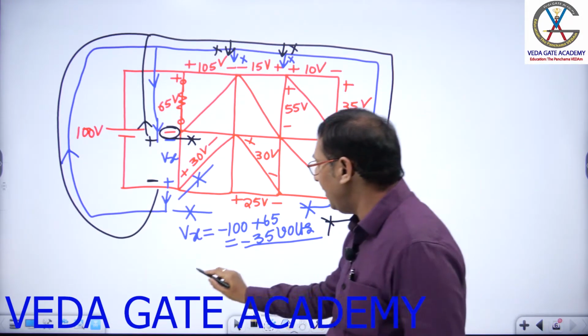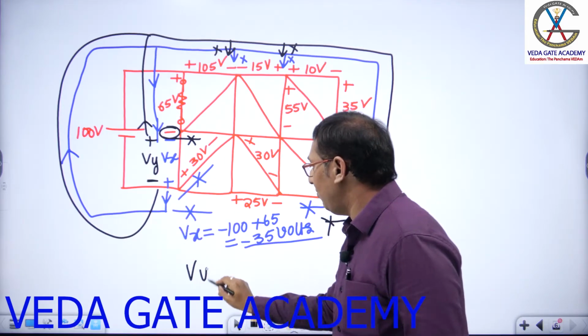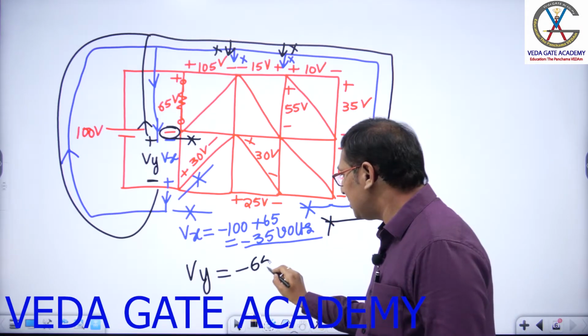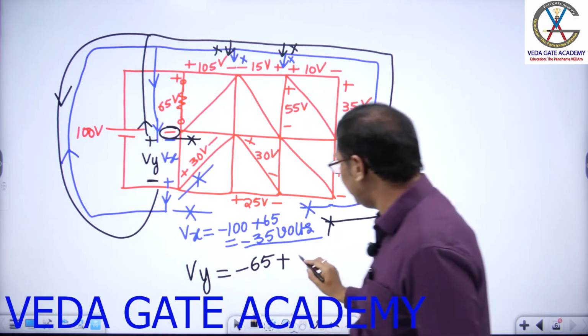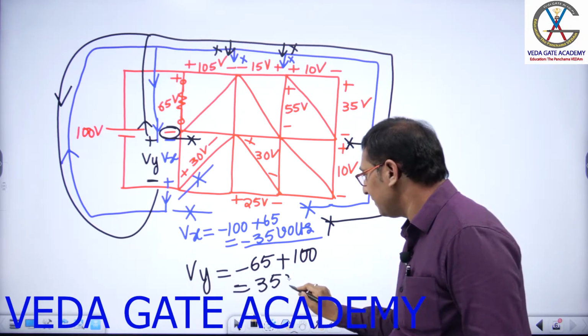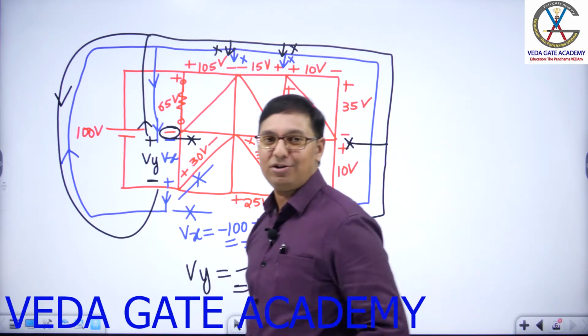So, I am entering at what polarity, sir? Let us call this some Vy. Vy, entering at what polarity? Minus polarity. Minus 65 plus, direction of travel, entering at what polarity, sir? Plus 100. What is the value of Vy, dears? It is 35 volts. Got positive value or not?